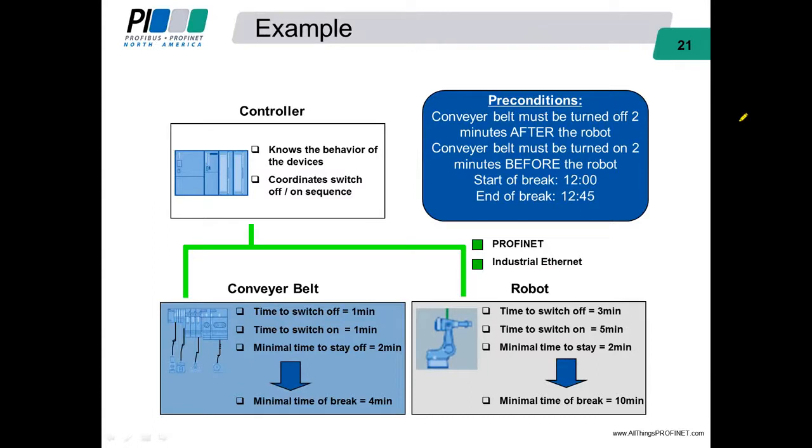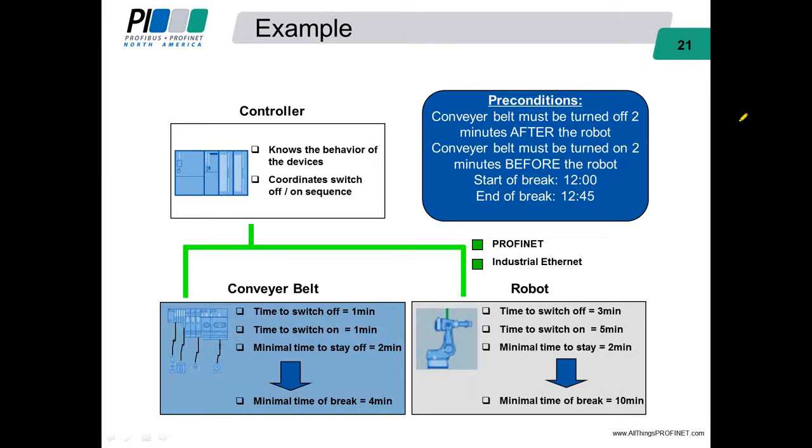Let's provide an example here to show you how this might work. Let's take the example of a lunch break. And this is a situation where we have just a conveyor and a robot. We know that the conveyor must be turned off 2 minutes after the robot. And we know it has to start 2 minutes before the robot. In addition, we know some important factors about each of these devices. We know that it takes the conveyor belt 1 minute to switch off and 1 minute to switch back on. And that once it's off, it should stay off for at least 2 minutes.